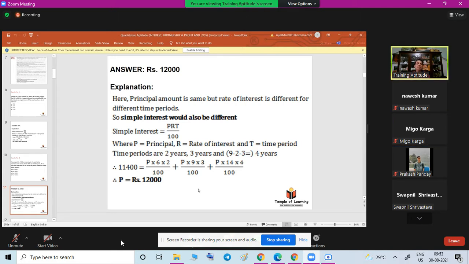So the principal is basically first put to use for 2 years at 6%. Then the same principal at 9% for 3 years. And the remaining period, 5 years gone out of 9 years. How many years left? 4 years. At the rate of 14% for 4 years. Now, all this looks very cumbersome to me. Let me just give you an alternate method.